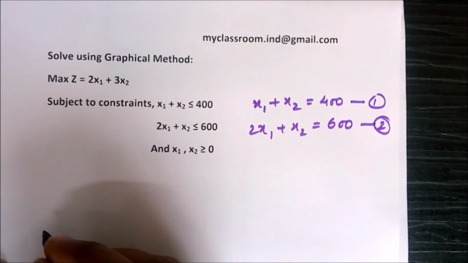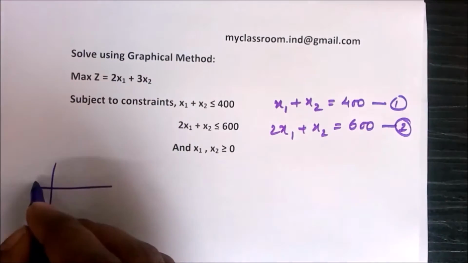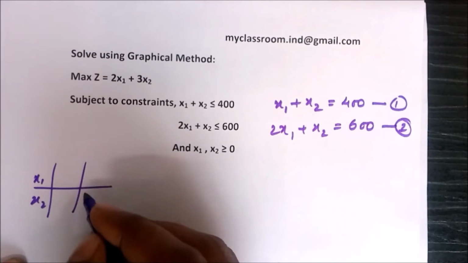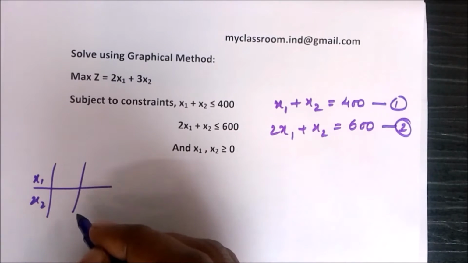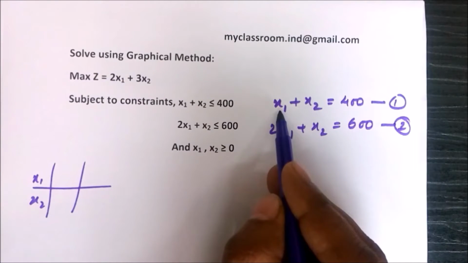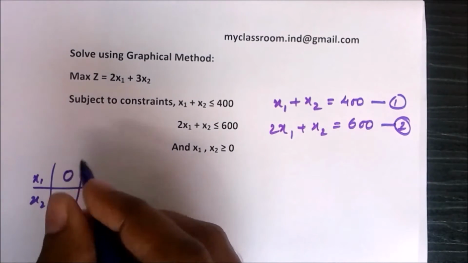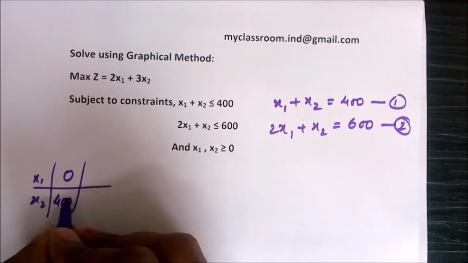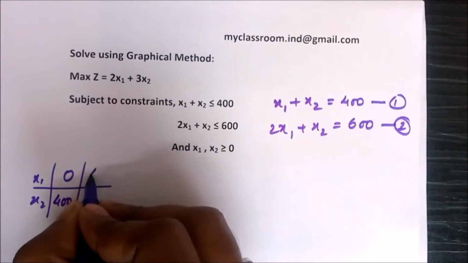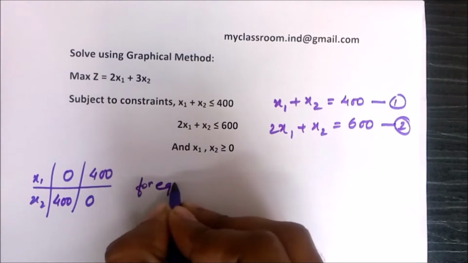Now our second step will be to get the values of x1 and x2 so that we can plot the graph easily. Let's consider I substitute x1 equals 0, I get the value of x2 as 400. Similarly, when I substitute 0 for x2, I get the value of x1 as 400. So this is for equation 1.